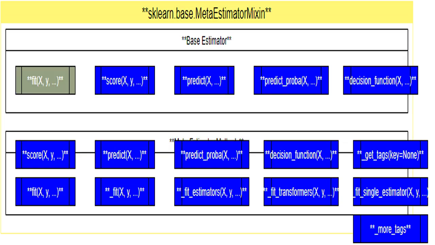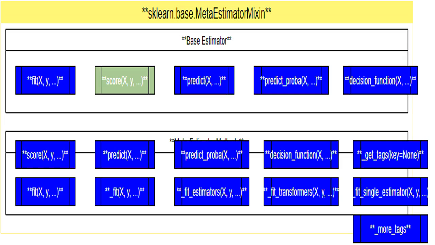Fit X, y. Trains the meta estimator, often by fitting its underlying estimators. Fit X, y. A core fit method, potentially called by the main fit method. Fit estimators X, y. Fits the underlying base estimators of the meta estimator. Fit transformers X, y. Fits any transformers within the meta estimator, if applicable. Fit single estimator X, y. Fits a single base estimator.